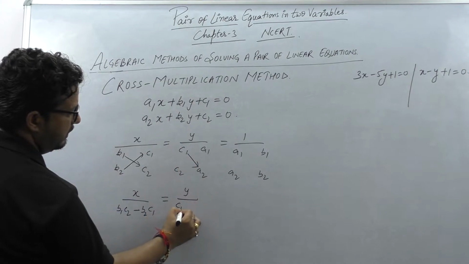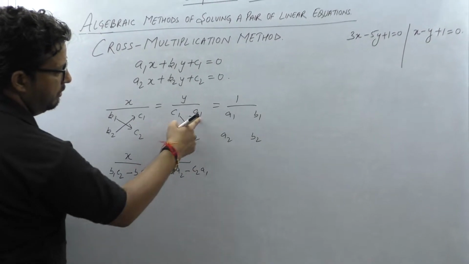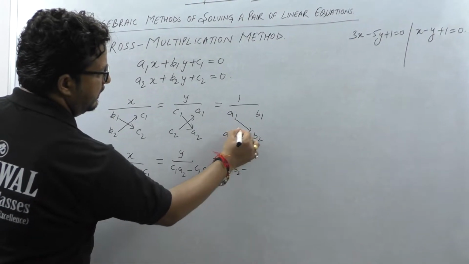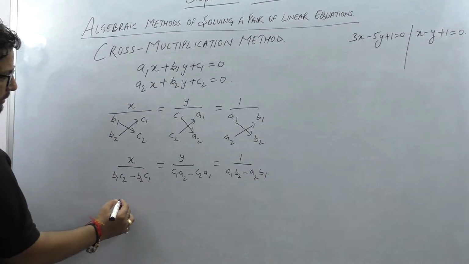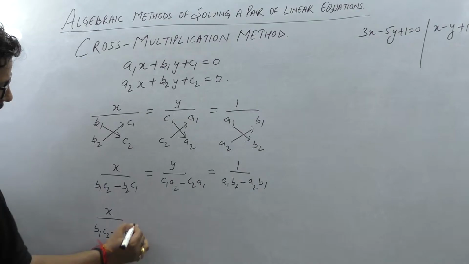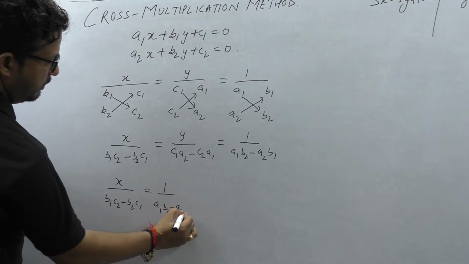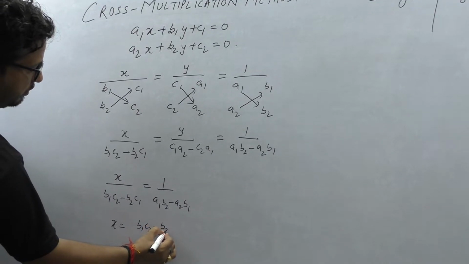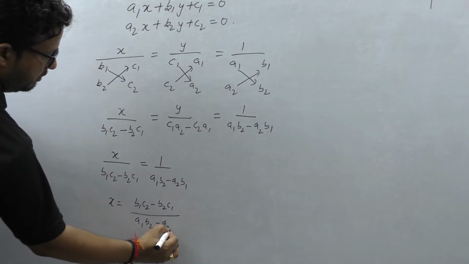When we go down, we write c1 a2, and when we go up, we put a minus sign and it will be c2 a1. In the same way, for the 1 it is a1 b2 minus a2 b1. When we get these values, we can compare. For example, we compare x with b1 c2 minus b2 c1, and the last term a1 b2 minus a2 b1. So the value of x will be b1 c2 minus b2 c1 upon a1 b2 minus a2 b1.